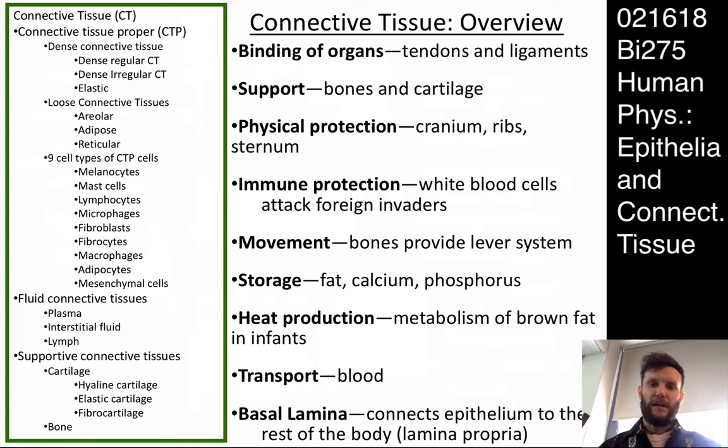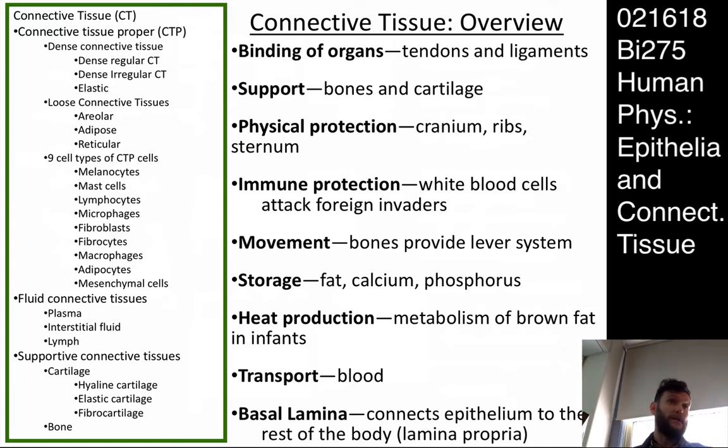So what does connective tissue do? Well, it connects things. It binds organs together in one way or another. For example, as tendons connecting muscle to bone, or ligaments connecting bone to bone. There is the supportive connective tissue of bone and cartilage. It's a type unto its own. And bones provide physical protection in terms of the cranium, the ribs, sternum, etc.